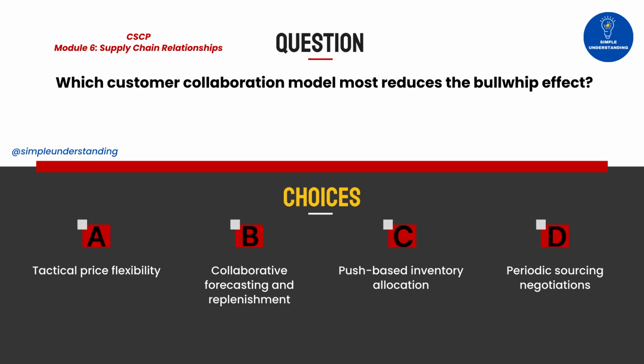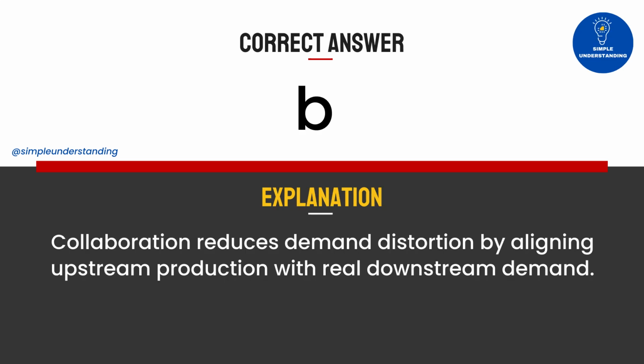12. Which customer collaboration model most reduces the bullwhip effect? A. Tactical price flexibility. B. Collaborative forecasting and replenishment. C. Push-based inventory allocation. D. Periodic sourcing negotiations. Correct answer: B. Explanation: Collaborative planning ensures that upstream production aligns with real demand, reducing amplification of errors.